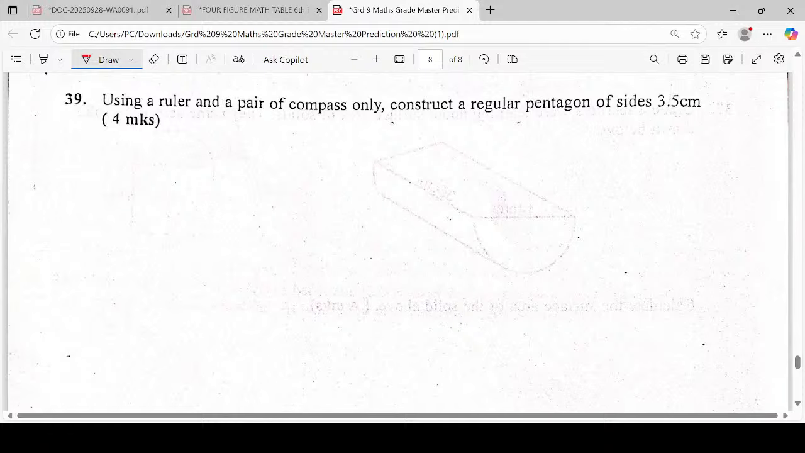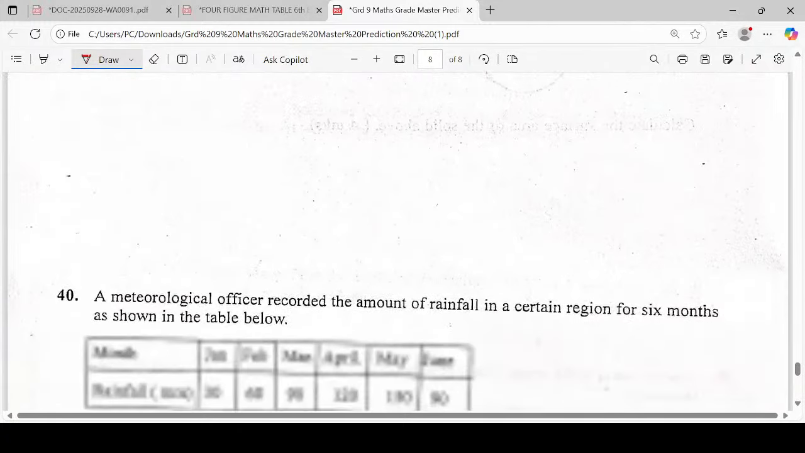Look at question number 39. Using a ruler and a pair of compasses only, construct a regular pentagon of sides 3.5 centimeters. I'm not going to do that because I don't have the construction tools, but you can reach out and we can construct it together. But I think it should be something very simple.